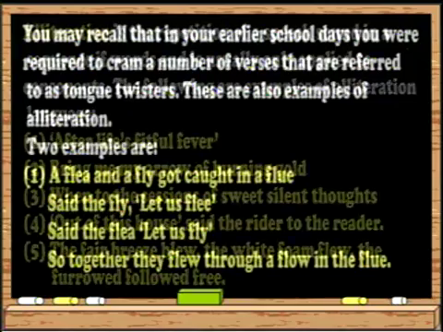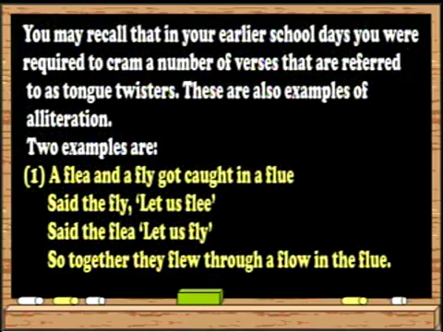You may recall that in your earliest school days you were required to cram a number of verses that are referred to as tongue twisters. These are also examples of alliteration. Two examples are, a flea and a fly got caught in a flue. Said the fly, "Let us flee." Said the flea, "Let us fly." So together they flew through a floe in the flue.